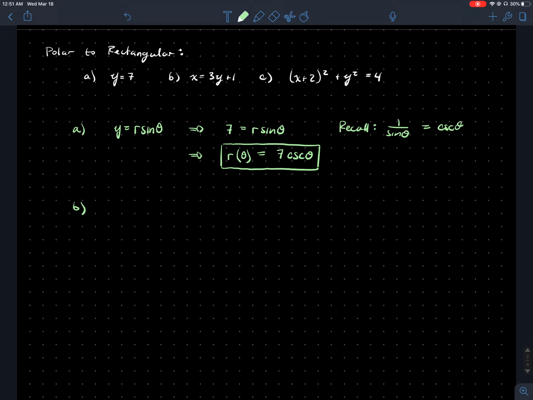Part B, we have x is equal to 3y plus 1. Recall, x is equal to r cosine of theta.